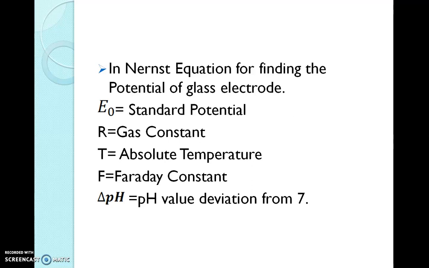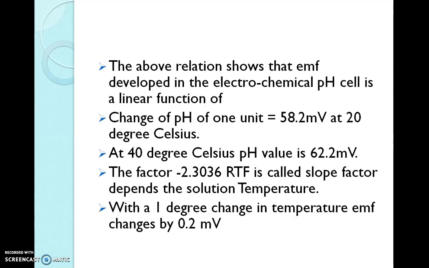So the Nernst equation shows that the EMF developed by the electrochemical pH cell is a linear function of del pH. A change of pH of 1 unit equals 58.2 millivolt at 20 degrees Celsius and 62.2 millivolt at 40 degrees Celsius. So the factor 2.3036 RT by F is called the slope factor and is clearly dependent upon the solution temperature. With a 1 degree change in temperature, the EMF changes by 0.2 millivolt.